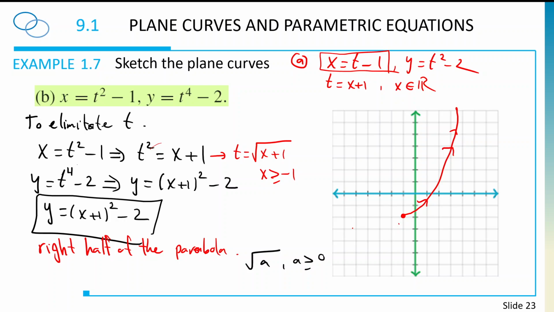Okay. So as you see, with graphing plane curves, dealing with the parametric equations, we tend to do just the easiest way. We eliminate t, we end up with a function that we already know. It's a function in terms of x and y, which your whole life you were dealing with x and y only. So it's easier to graph.